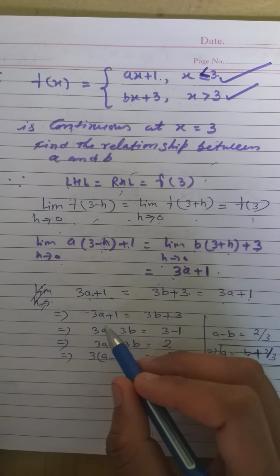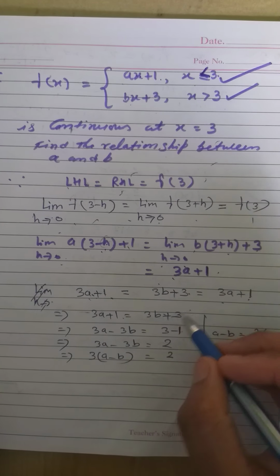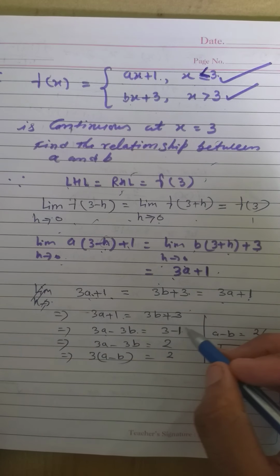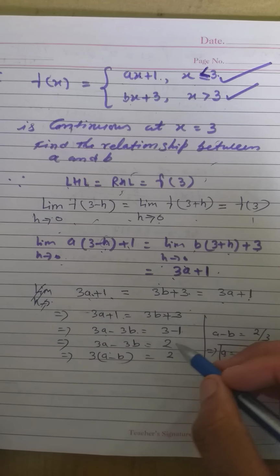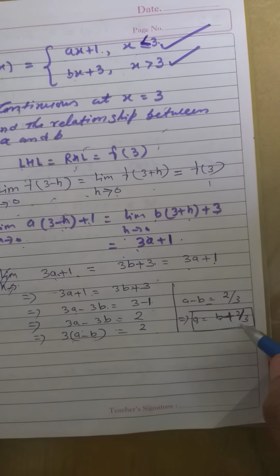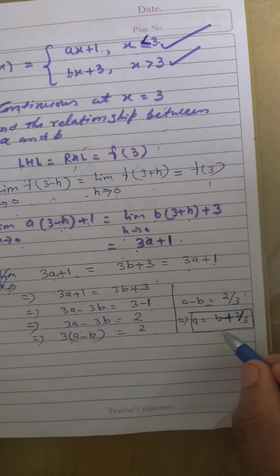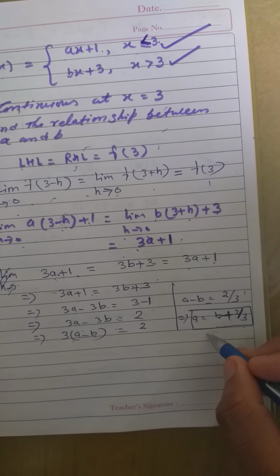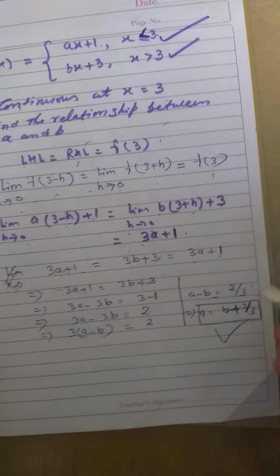3a + 1 = 3b + 3, so 3a - 3b = 3 - 1, 3a - 3b = 2, and thrice of (a - b) = 2, a - b = 2/3, and a = b + 2/3. This is the required relationship between a and b.